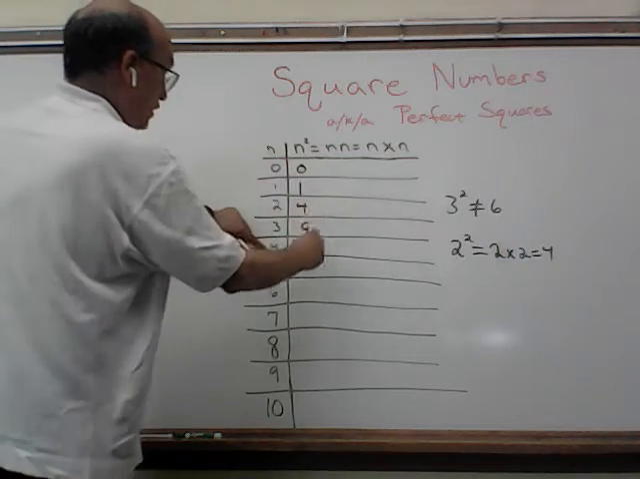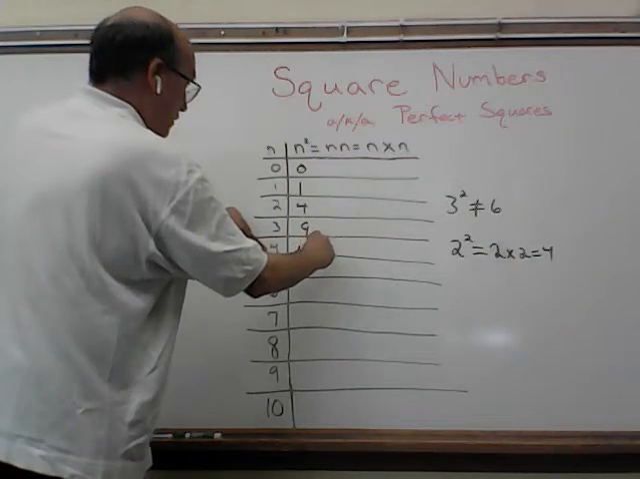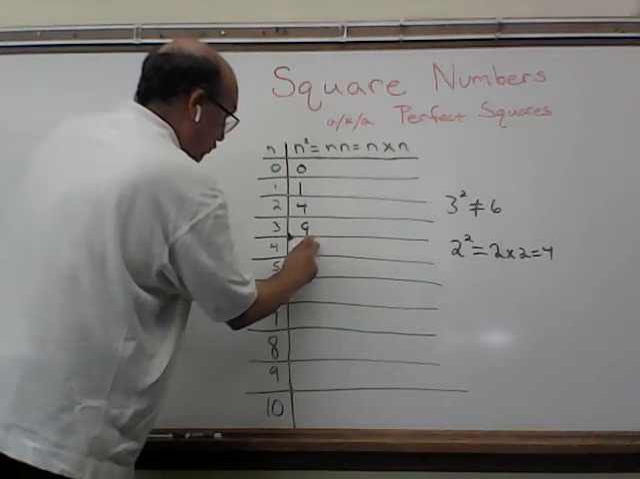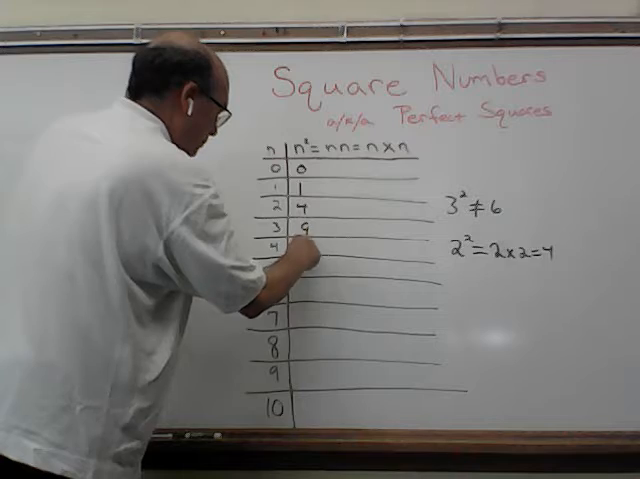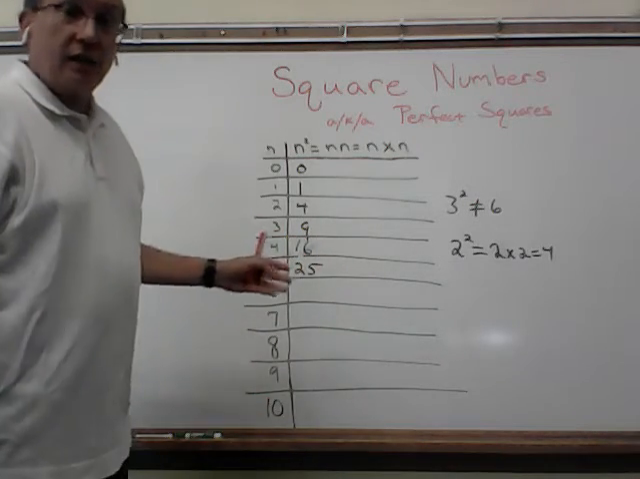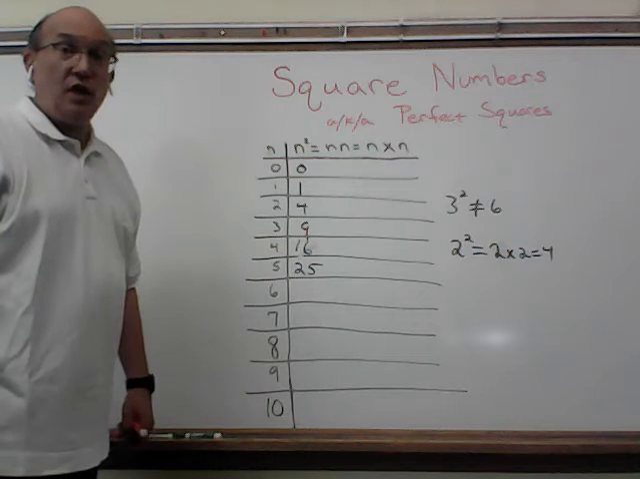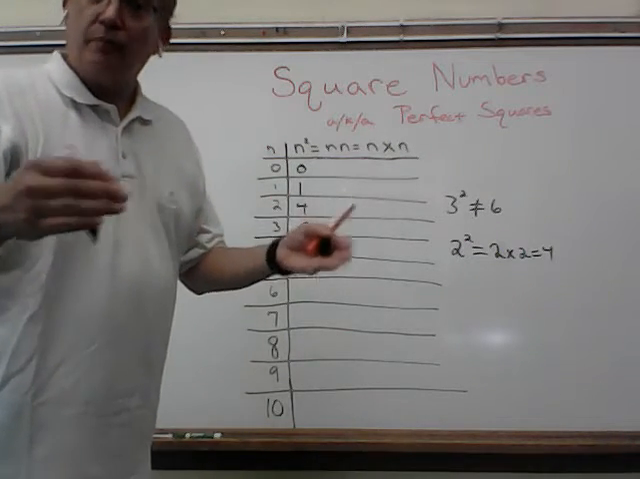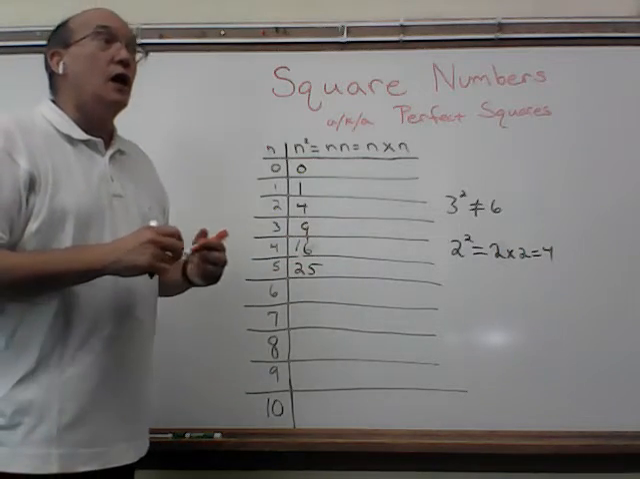4 squared, we're going to call it that, 4 to the 2 power. We're usually going to call it 4 squared. And of course it is 16, 4 times 4. 5 squared is 25. And again, you should be able to get all of these very easily if you know your single-digit multiplication facts.